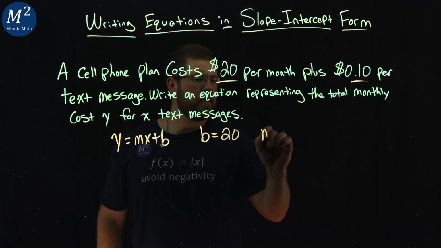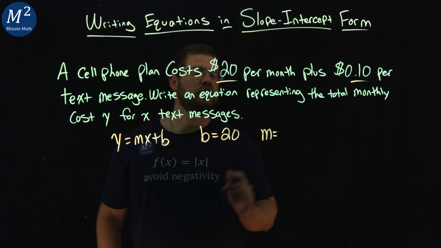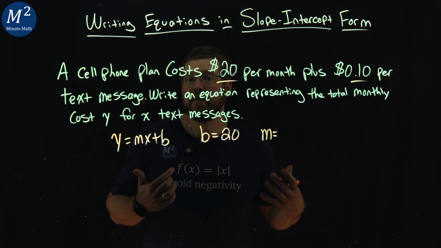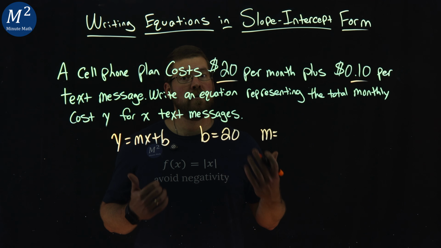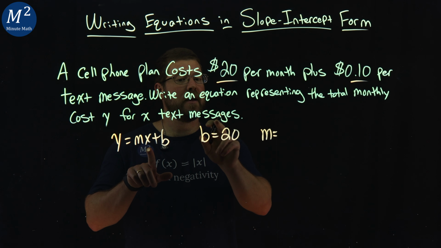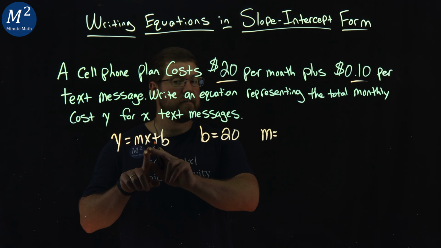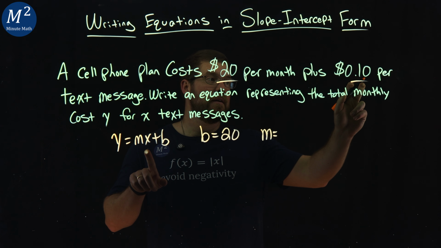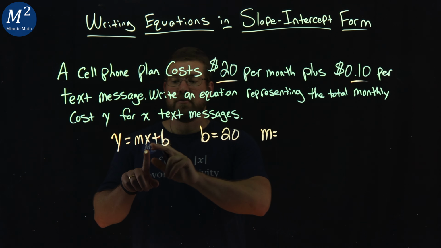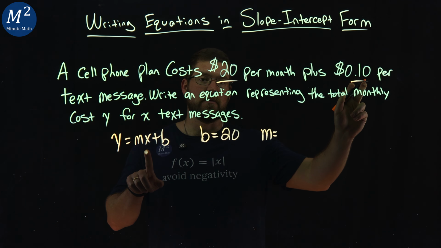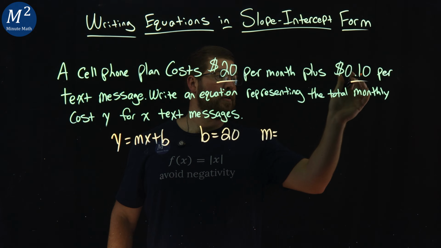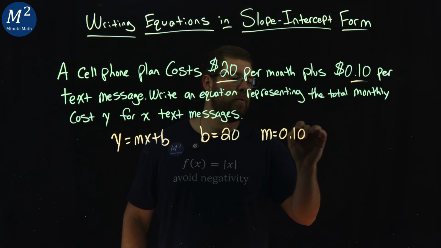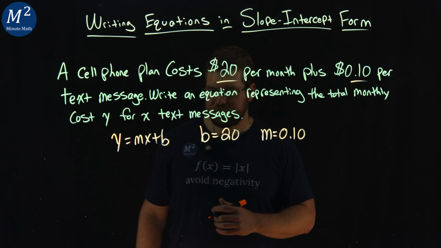Now our m value, this is what's changing. It's a changing variable in the sense that the more text messages that we send, that cost goes up. And x represents the number of text messages. So if we have 1 text message, we multiply 1 by our text message rate, which is 10 cents. 2, multiply that by 2, and so on and so forth. So our slope, or our m value here, is 0.10, or it is 0.1.